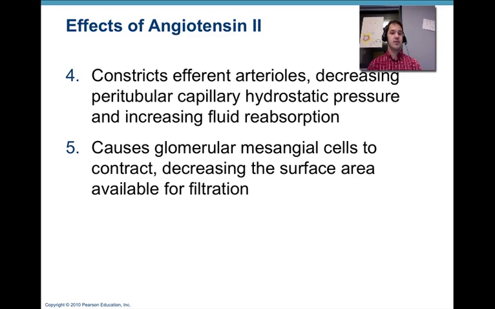So angiotensin II can also decrease glomerular filtration rate. That's what these two things do. So it prevents more filtrate from being formed. It lowers the amount of filtrate being formed.